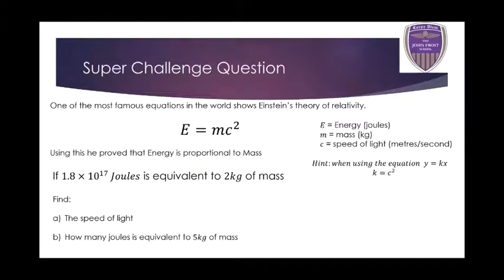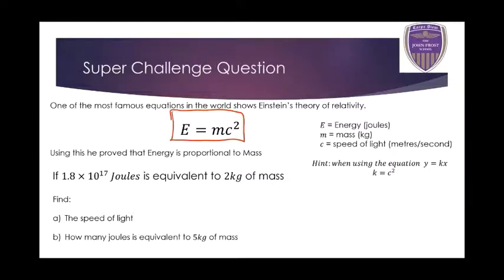Okay, so this is the super challenge question. You don't have to try this question at all. This is just one of the hardest questions I could think of on this topic. One of the most famous equations in the world shows Einstein's theory of relativity, and it is the famous E equals mc squared. Using this formula, he proved that the energy is proportional to mass.